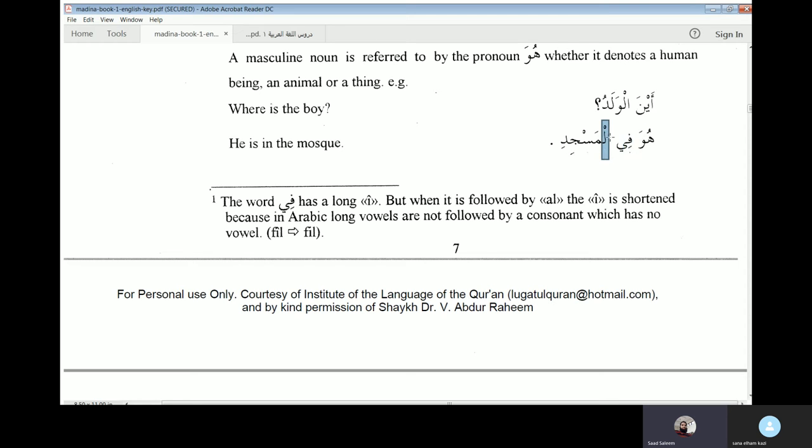But when we have a sukoon after this, we don't read ya madda, we just read fa kasra, lam sakin. I ignore the ya because of lam sukoon. So it becomes fil. Ya is not pronounced here.